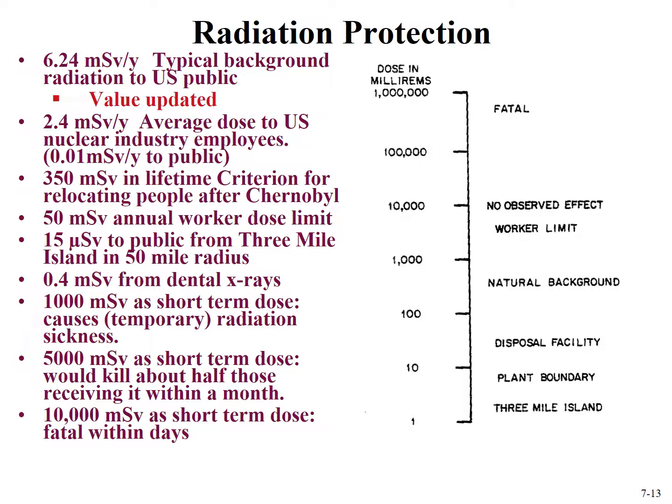5,000 millisieverts, 5 sieverts, as a short-term dose would be an LD50 for a month. And 10,000 millisieverts, 10 sieverts, as a short-term dose would be fatal. And this is a method for determining relative intensities of different radiation doses.